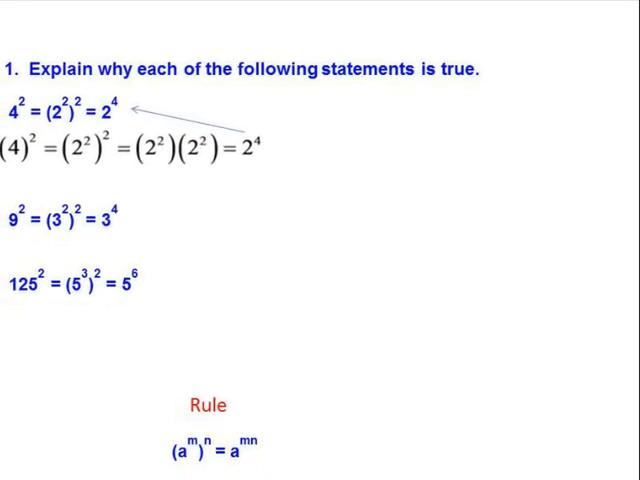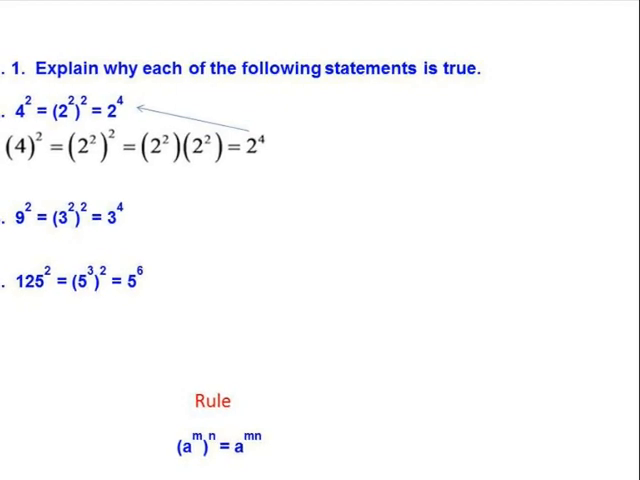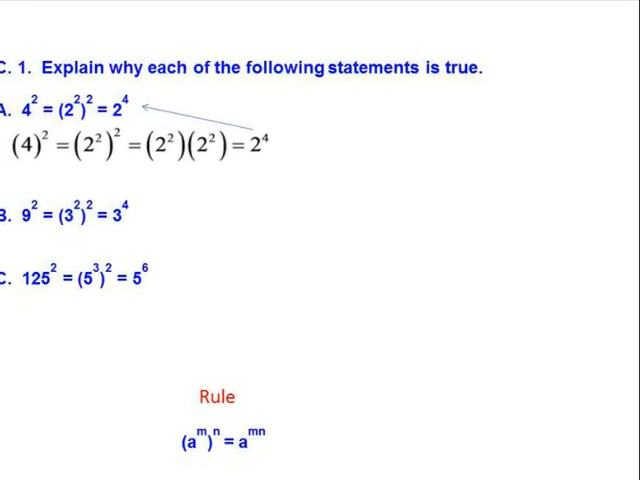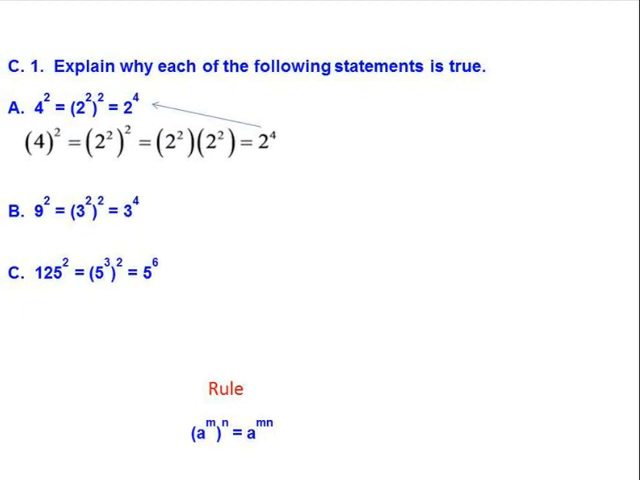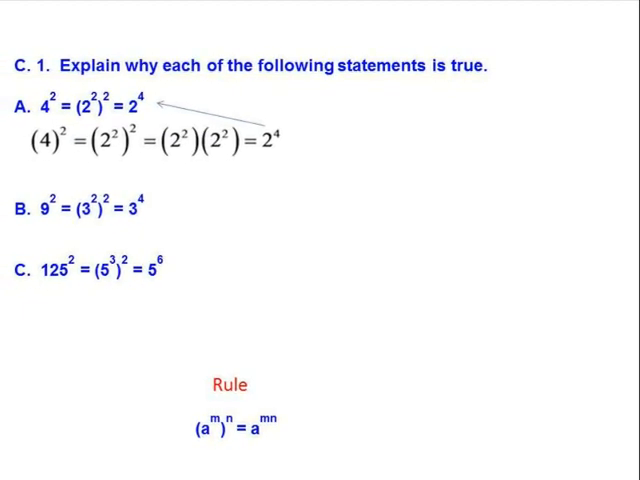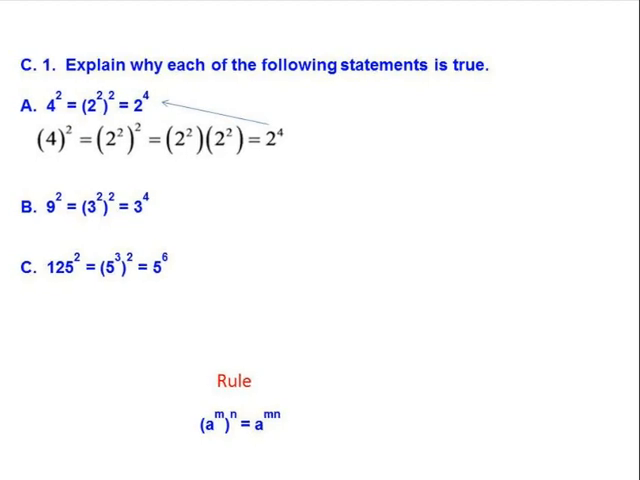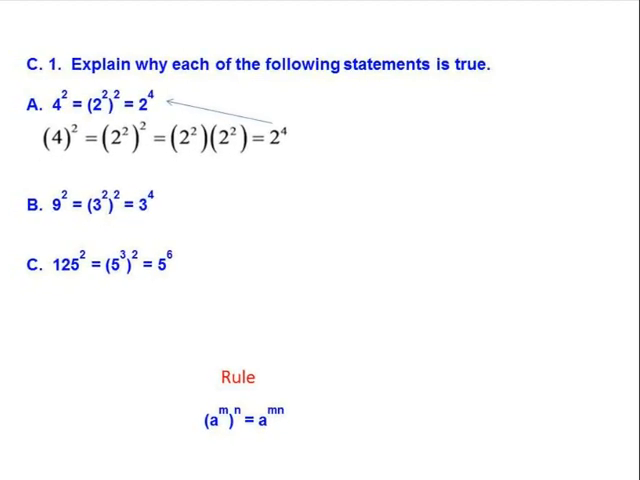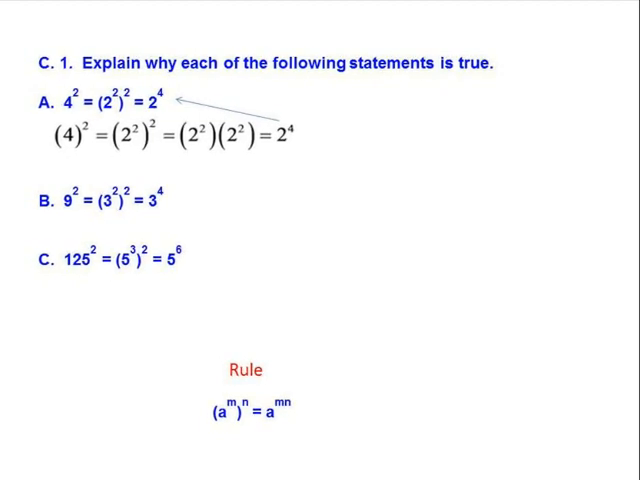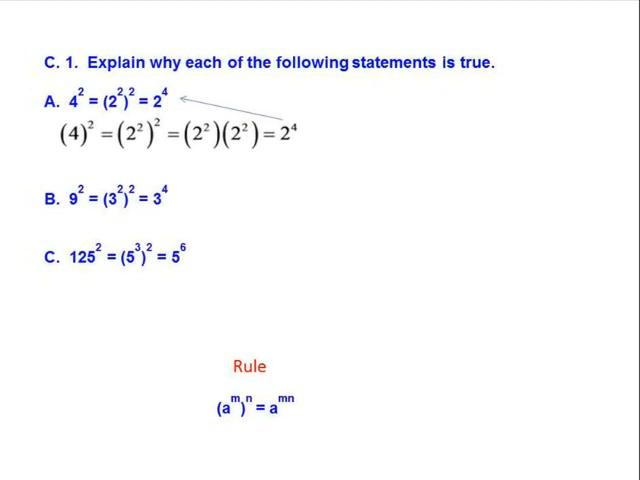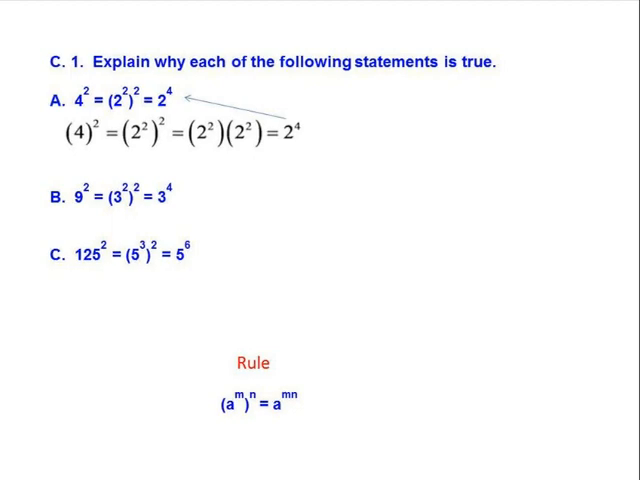Because if you remember from rule 1, the very first rule is when you're multiplying, as long as the bases are the same, you add the exponents, right? So notice the bases are the same here, 2 to the 2nd, 2 to the 2nd. So all you have to do is add the exponents. But there's a shortcut way of doing this without actually writing it out for A. And we're going to use the rule from below to show you that.